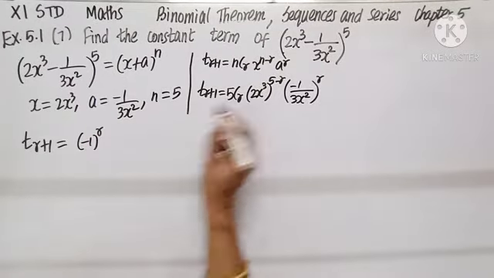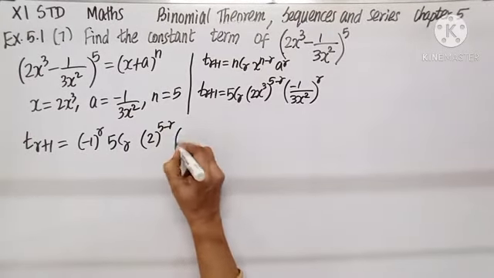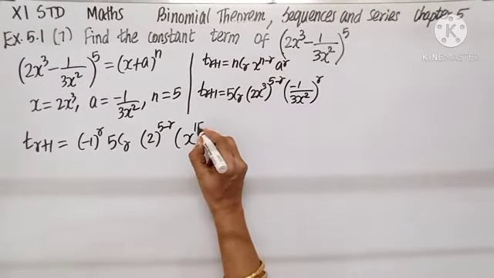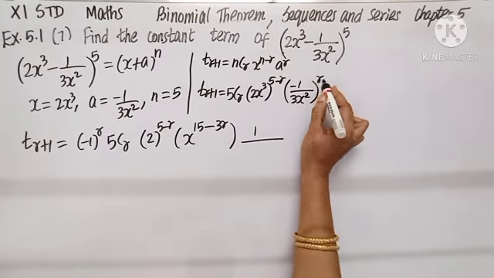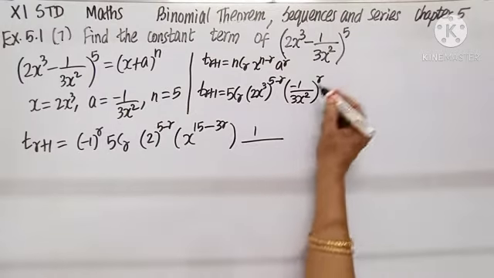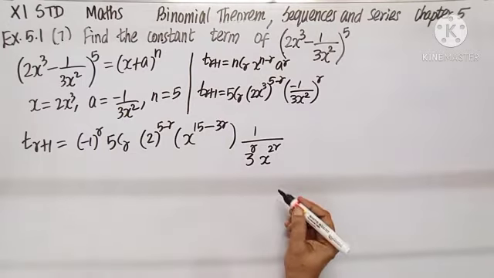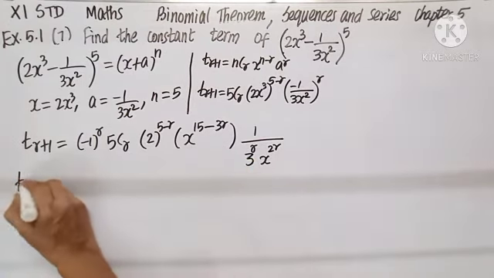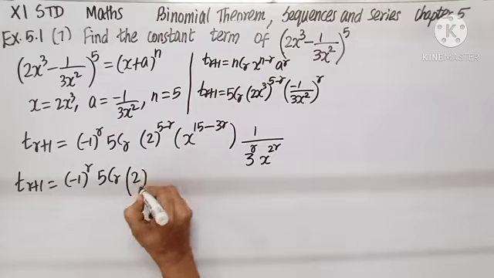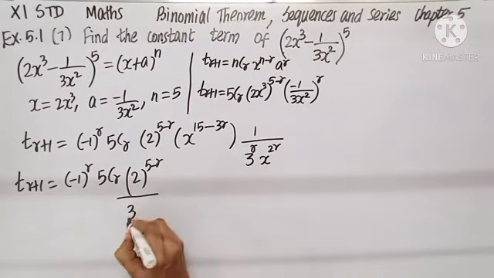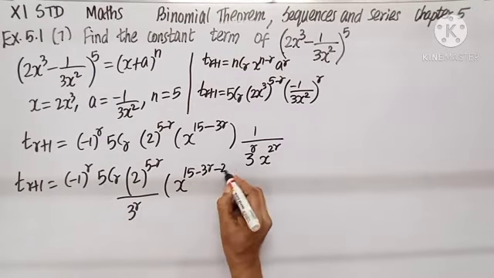We will write first 5Cr 2 power 5 minus r x power 3 into 5 minus r, 15 minus 3r, into 1 by this. Minus 1 power r we have written here. Denominator 3 power r x power 2r. Combining x terms, T r plus 1 is minus 1 power r 5Cr 2 power 5 minus r by 3 power r x power 15 minus 3r minus 2r.